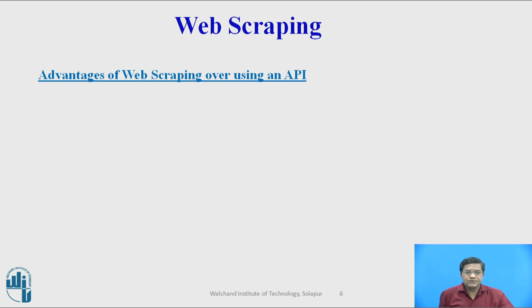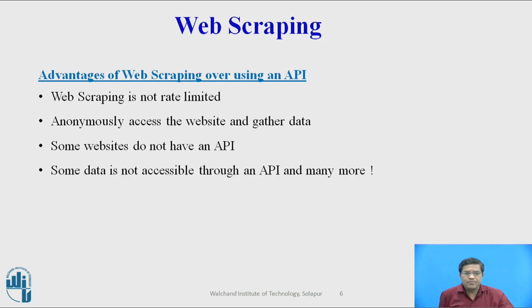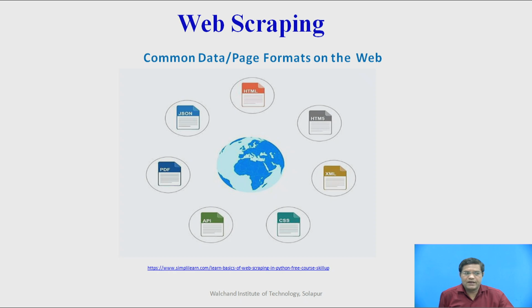Now, what are the advantages of web scraping over using the API? Web scraping is not rate limited. It is free from rate limits, which means there is no limit to extract a large amount of data or to send a large number of requests to the web server. Anonymously, without providing our identity or our login credentials, we can access the website and gather the data. Some websites do not have an API, and some data is not accessible through an API, but using web scraping we can do all these things, and there are many more applications and advantages.